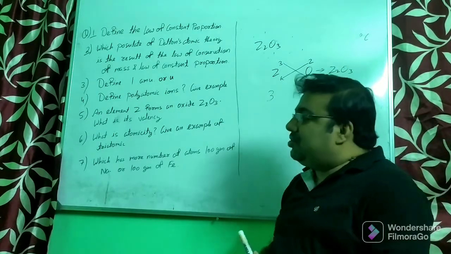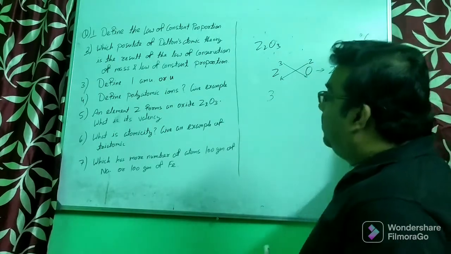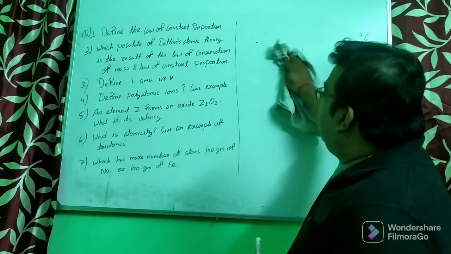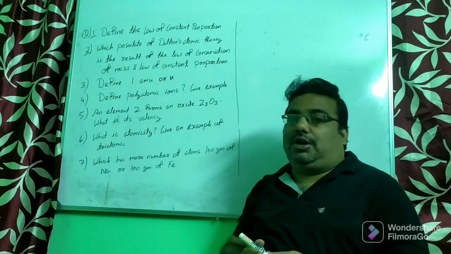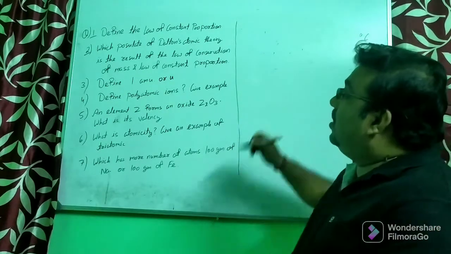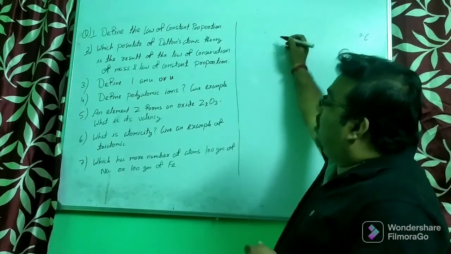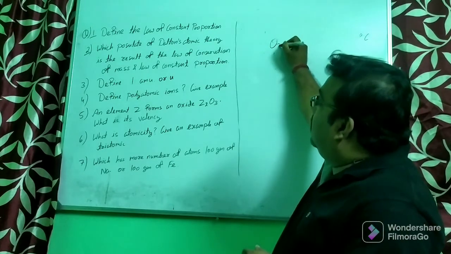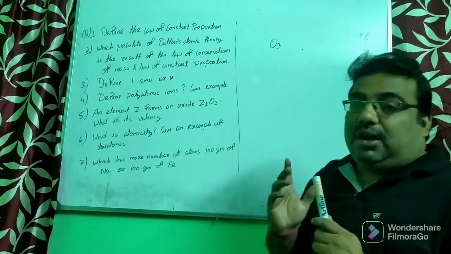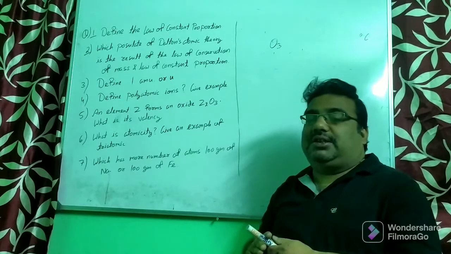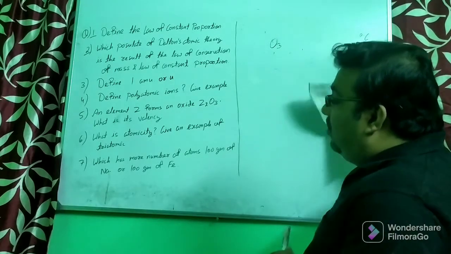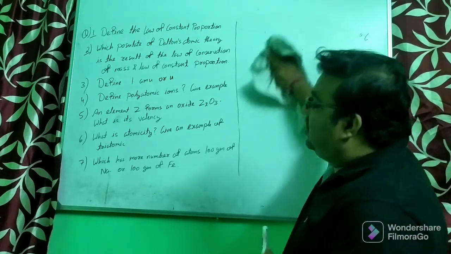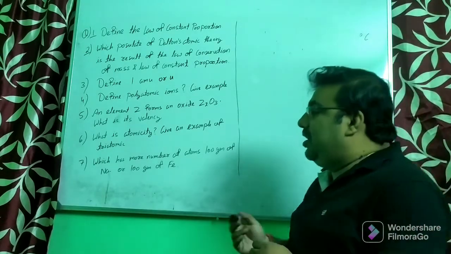Okay. Now the next question is, what is atomicity? Give an example of triatomic. Atomicity means the number of atoms present in a molecule. For example, triatomic like O3 has 3 atoms. So the number of atoms present in a molecule is said to be atomicity. The next question is, which has more number of atoms, 100 gram of sodium or 100 gram of iron?